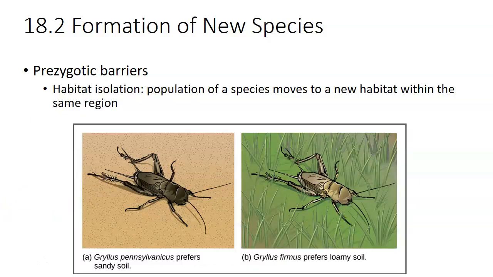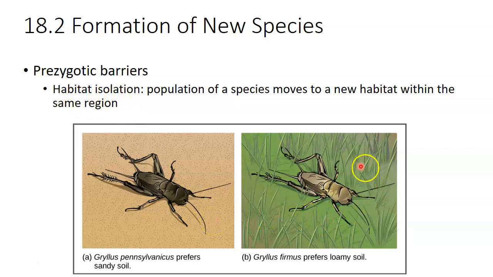Habitat isolation. So you have a population of a species, right? You have one parent population, and a section, part of that parent population is going to move to a new habitat within the same region. Okay, and so here's an example here. These are two different types of grasshoppers. They were of the same species. They're evolving, right? And so they're becoming two different species. They are two different species. And so why do they not reproduce with each other? Well, because of habitat isolation. Okay, so they were of the same species, but now they're not.